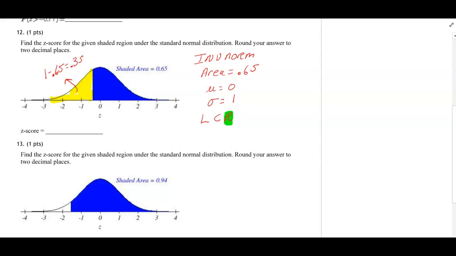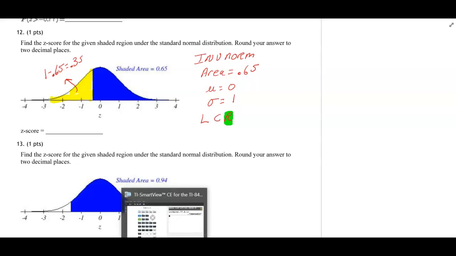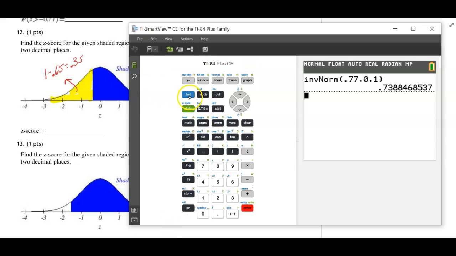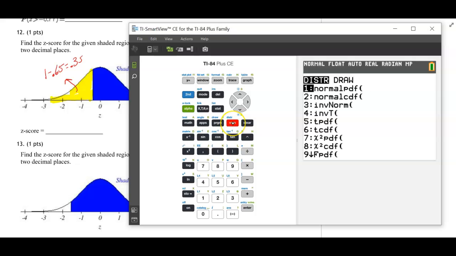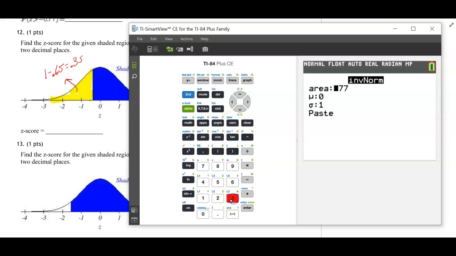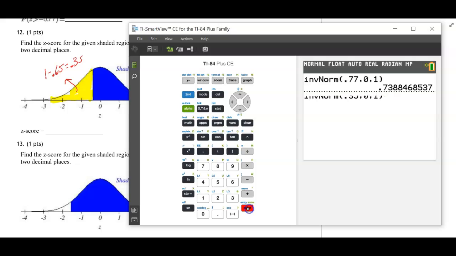So people without the left, center, right feature, you would use your calculator, second distribution, inverse norm. Your area would be 0.35, and then you would move down to paste. And when you do that, you get negative 0.39.